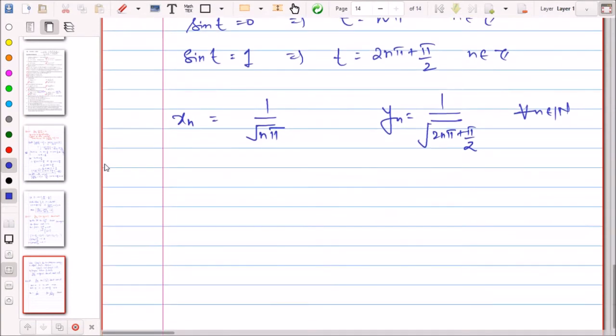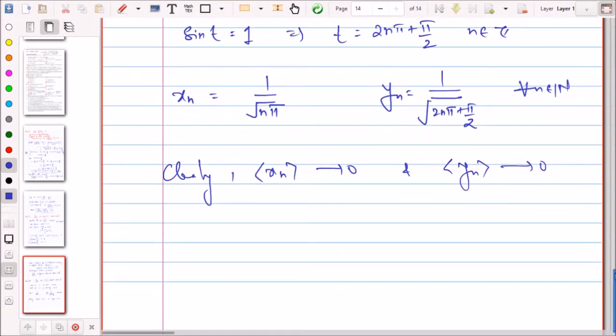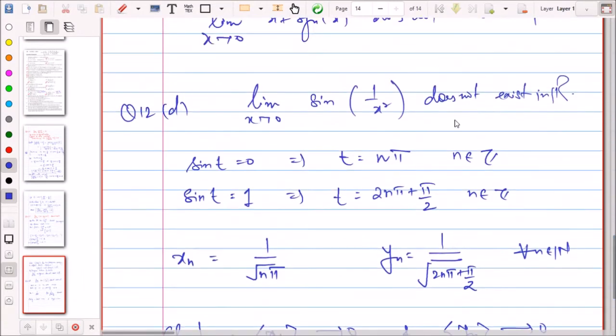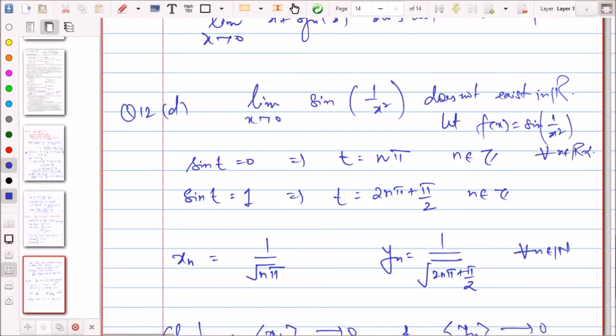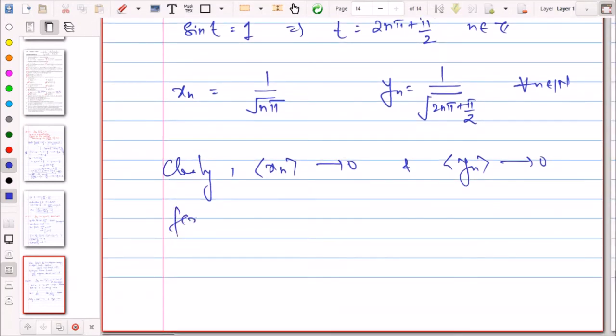Then for this choice, clearly xn converges to 0 and yn converges to 0. So we have taken two sequences xn and yn which are converging to 0. Now we will show that their corresponding images do not converge to the same limit. So f of x is equal to sine 1 by x squared, for all x belonging to R minus 0, because this is not defined at 0, so we have to exclude this point. Now, what is f of xn?